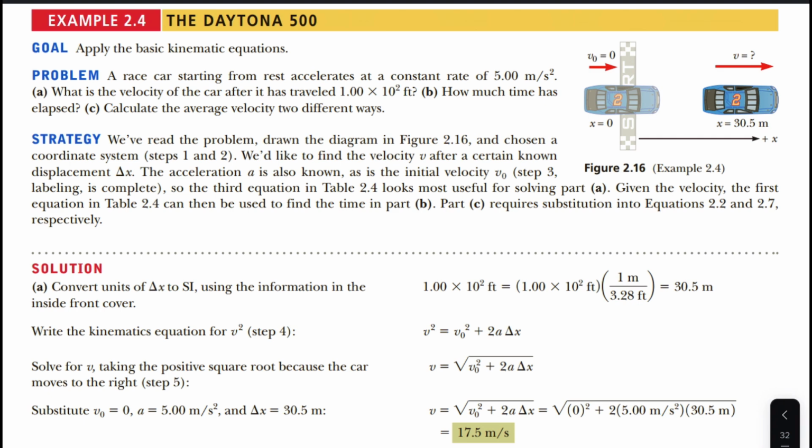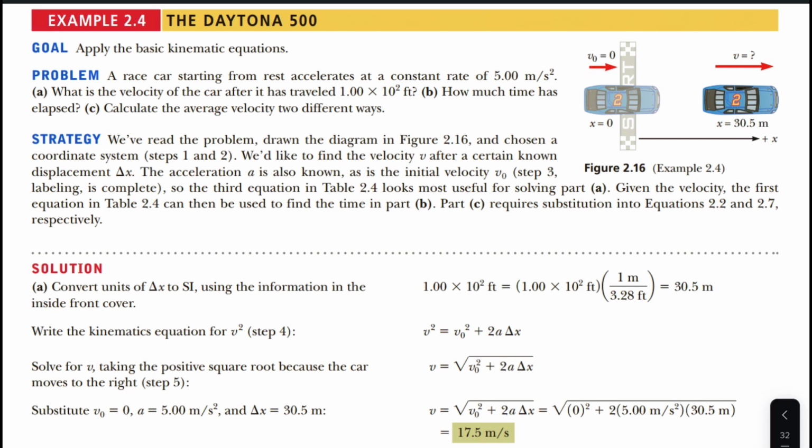Example 2.4. A race car starting from rest accelerates at a constant rate of 5 meter per second squared, very fast. A, what is the velocity of the car after it has traveled 1.00 times 10 to the power of 2, meaning 100 feet? This is CGS unit. B, how much time has elapsed? C, calculate the average velocity two different ways.